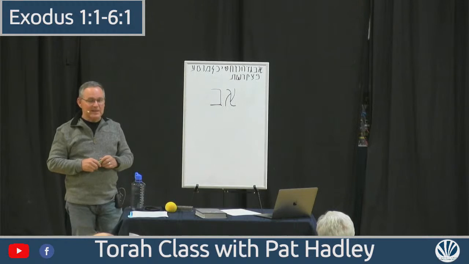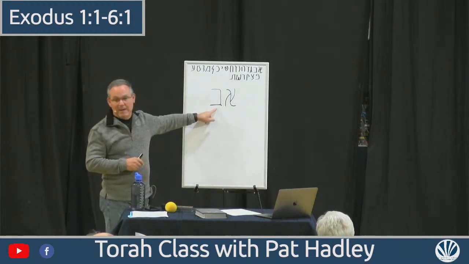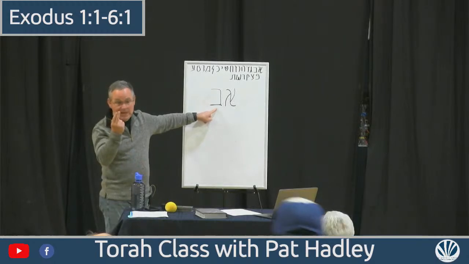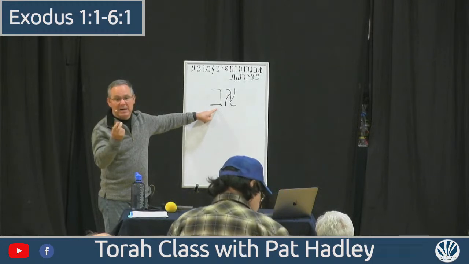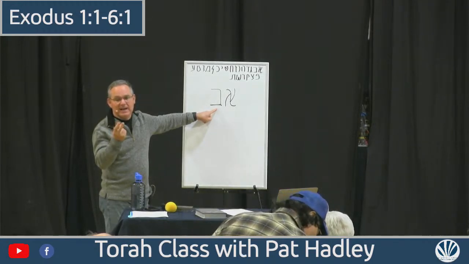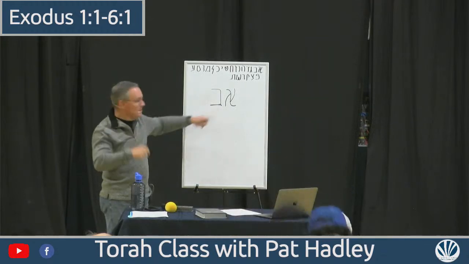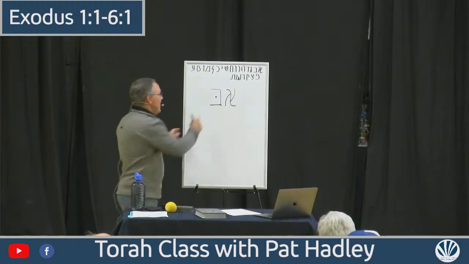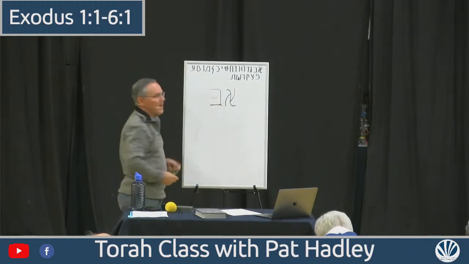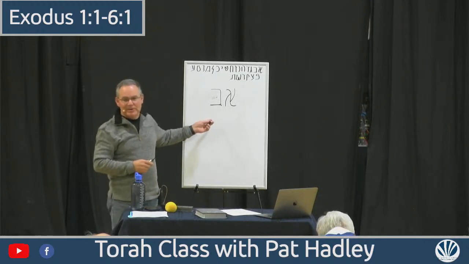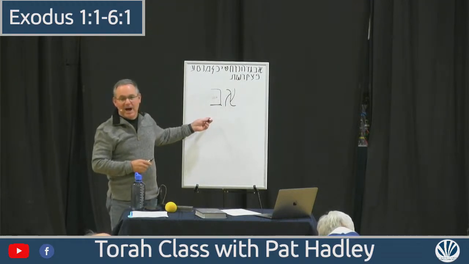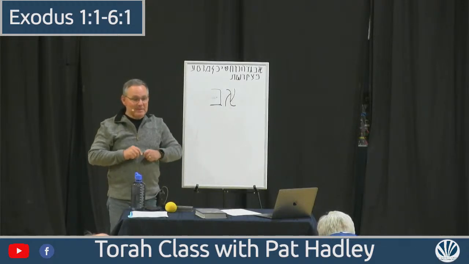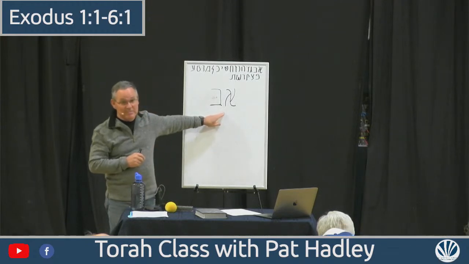Okay. All right. Second one, what letter is that? Bet. Now remember, Bet is going to make one of two sounds. It's either going to be ba or it's going to be va. If, as you're reading Hebrew, it has a dot in the middle of it, it's ba. If it does not have a dot in the middle of it, it's va. So what's that word? Av. Av. Okay?